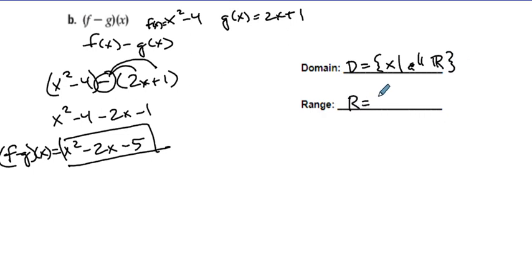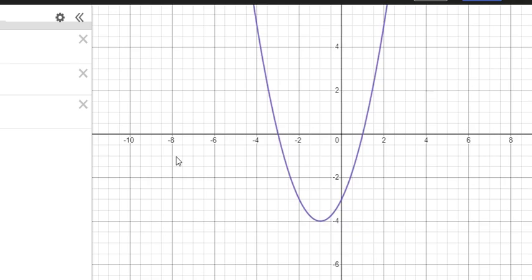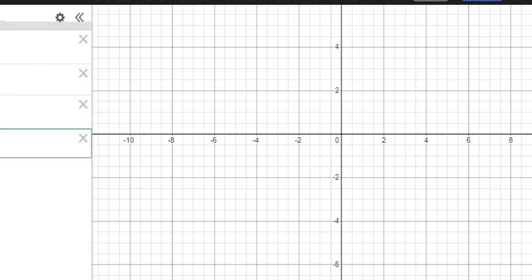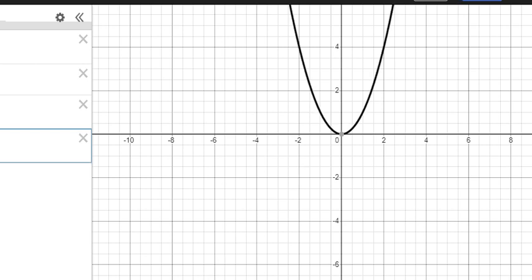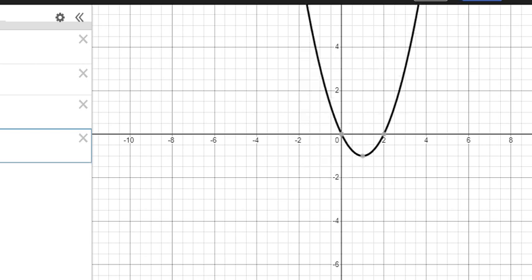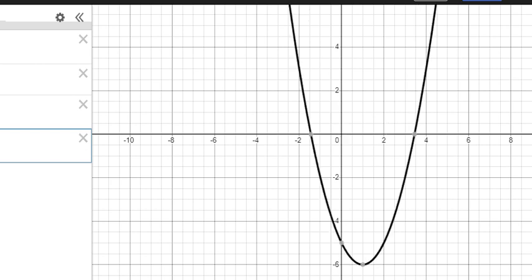Your range, I'm going to say y is, and now we're going to take this and put it into Desmos and see what we get. Okay, so we got x squared minus 2x minus 5. So let's get rid of this one. We're going to have a new function called j of x equals x squared, minus 2x. You can see how that kind of changed it. And then minus 5, right?